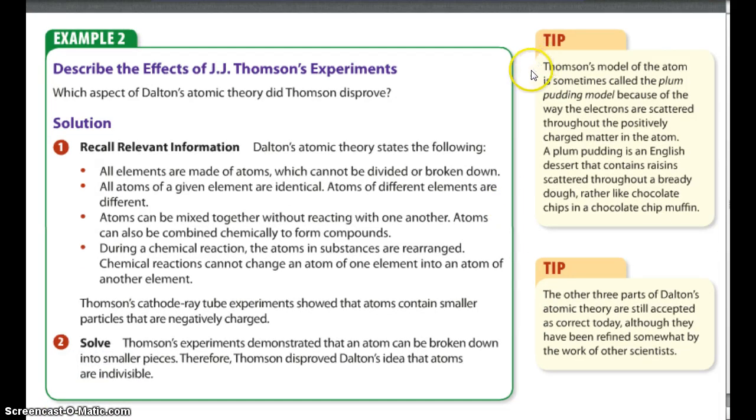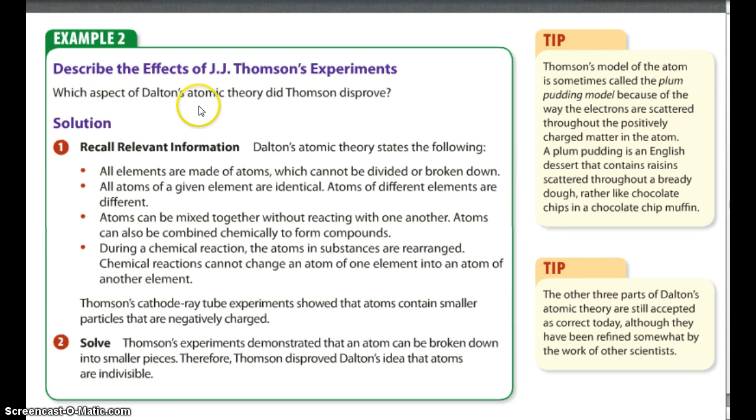Let's read the tip. Thomson's model of the atom is sometimes called the plum pudding model because of the way the electrons are scattered throughout the positively charged matter in the atom. A plum pudding is an English dessert that contains raisins scattered throughout a bready dough, rather like chocolate chips in a chocolate chip muffin. Tip: the other three parts of Dalton's atomic theory are still accepted as correct today, although they have been refined somewhat by the works of other scientists.